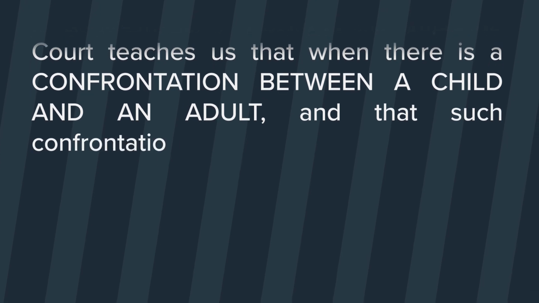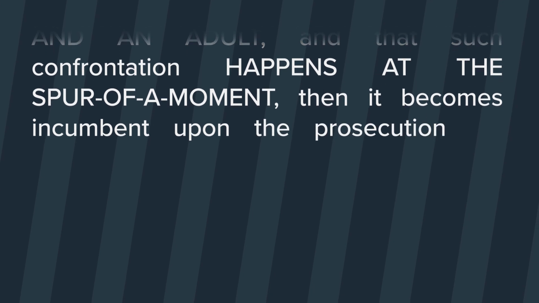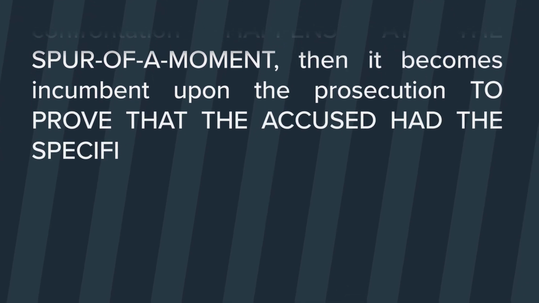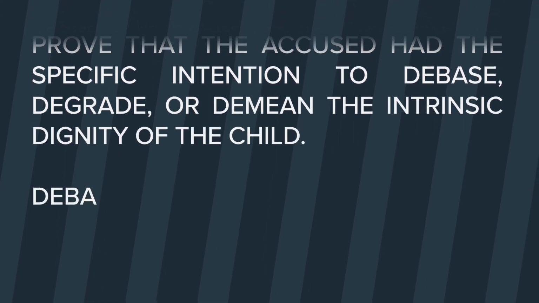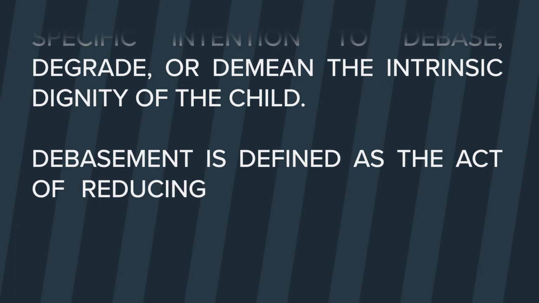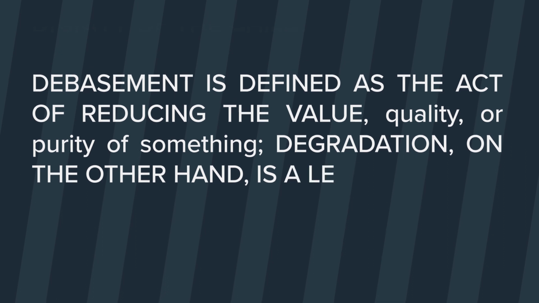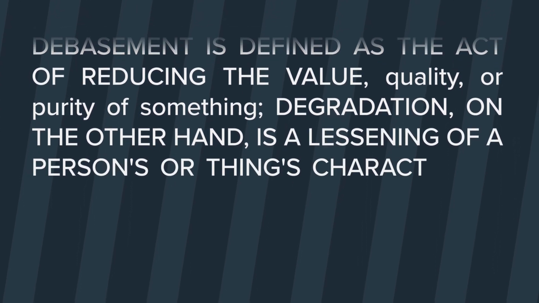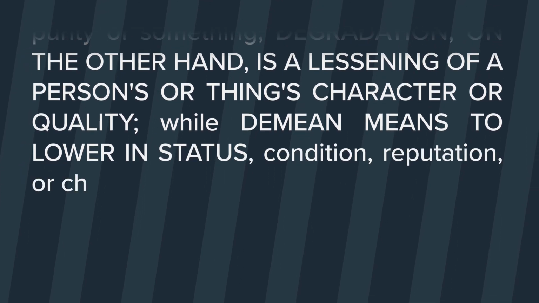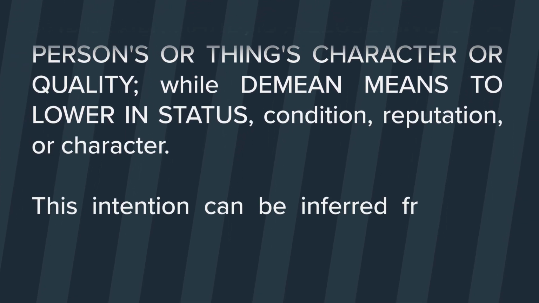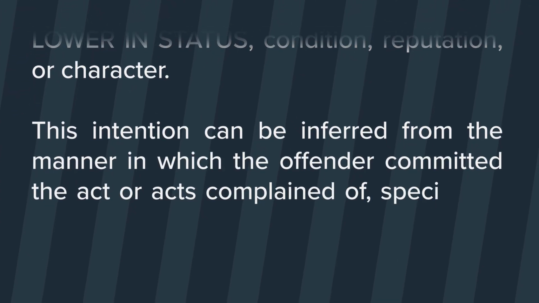In Bongalon versus People, the Supreme Court teaches us that when there is a confrontation between a child and an adult, and that such confrontation happens at the spur of a moment, then it becomes incumbent upon the prosecution to prove that the accused had the specific intention to debase, degrade, or demean the intrinsic dignity of the child. Debasement is defined as the act of reducing the value, quality, or purity of something. Degradation, on the other hand, is a lessening of a person's or thing's character or quality, while demean means to lower in status, condition, reputation, or character.